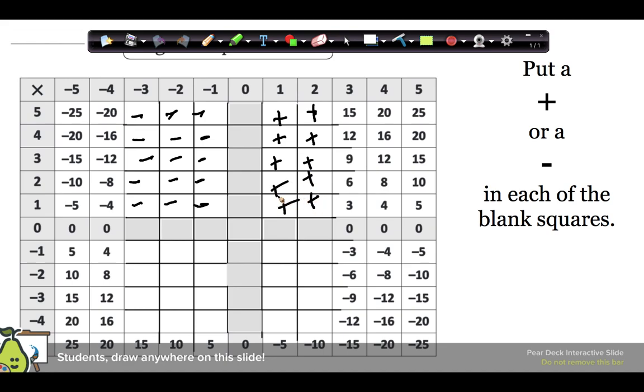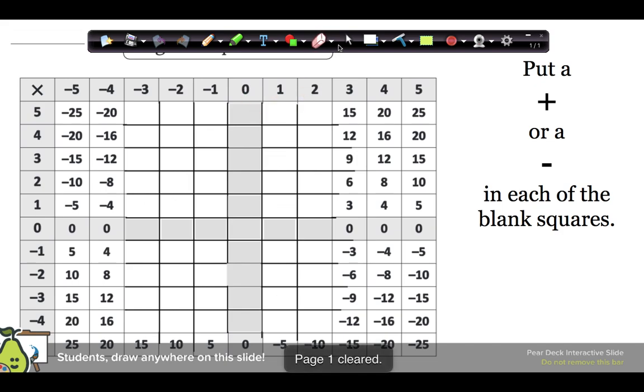And this is -1 times -3. That's a positive answer. -1 times -2, positive. So you fill these out with positive. And -1 times 1 is negative. -1 times 2 is negative. So these are all negative.